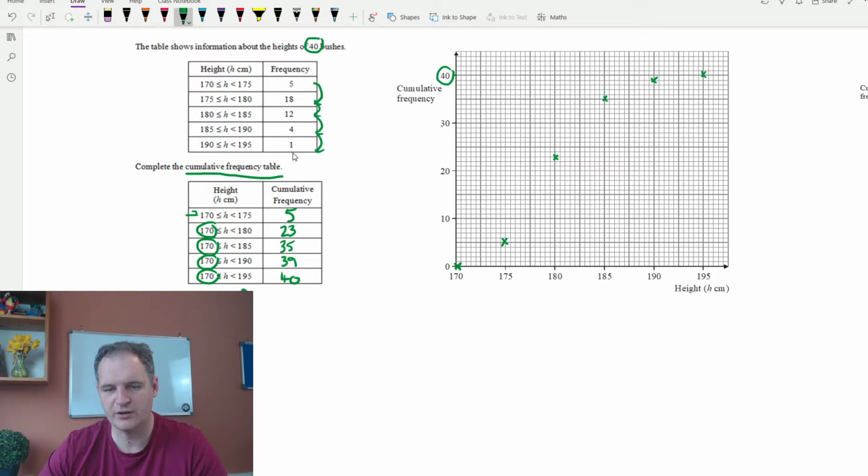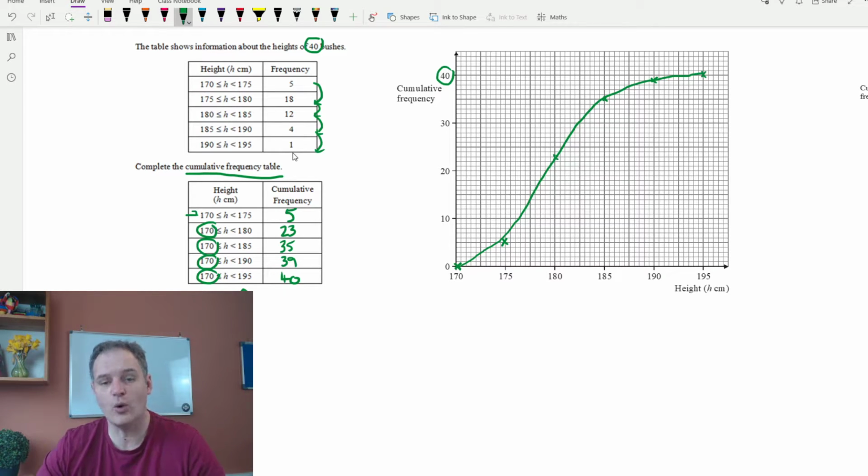So then we're going to go along there and along there. This is a smooth curve. It is not a line of best fit. So what we've effectively done is we've got a smooth curve through all the data. That's our biggest bit of data. That's a smooth curve. This is called a cumulative frequency graph or curve.